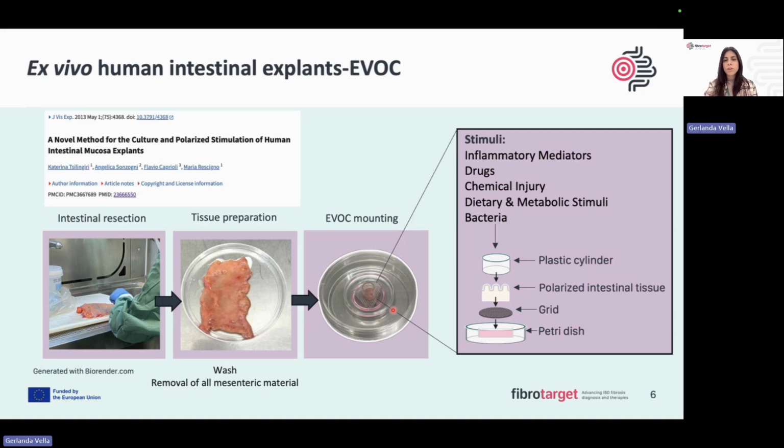On the contrary of the biopsy, where the tissue is completely submerged in the medium that contains the stimulus, in the EVOC system, the intestinal tissue lays on a grid that is above a petri dish that contains the medium. The intestinal tissue has the mucosa surface facing upwards, and a plastic cylinder will be glued on the mucosal surface. And this is where the stimulus will be added. Also in this case, the stimulus can be an inflammatory mediator, drug, metabolites, bacteria, and so on.